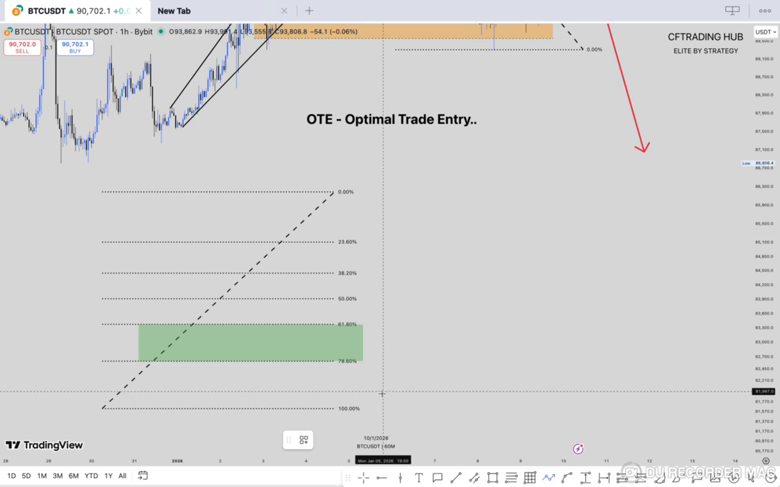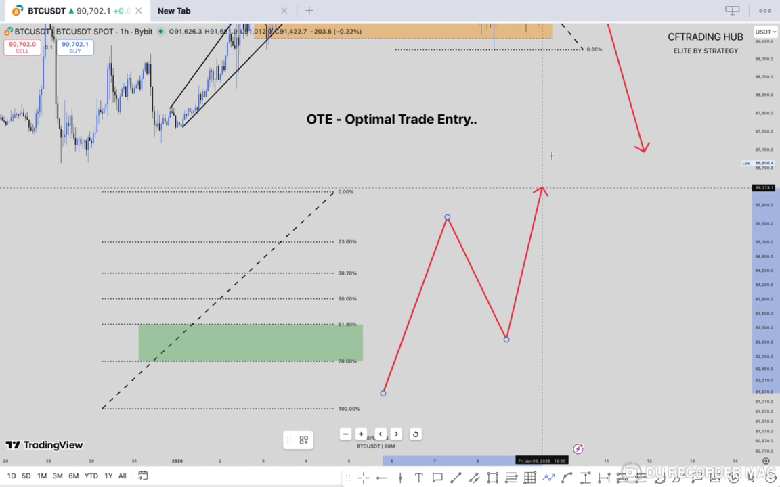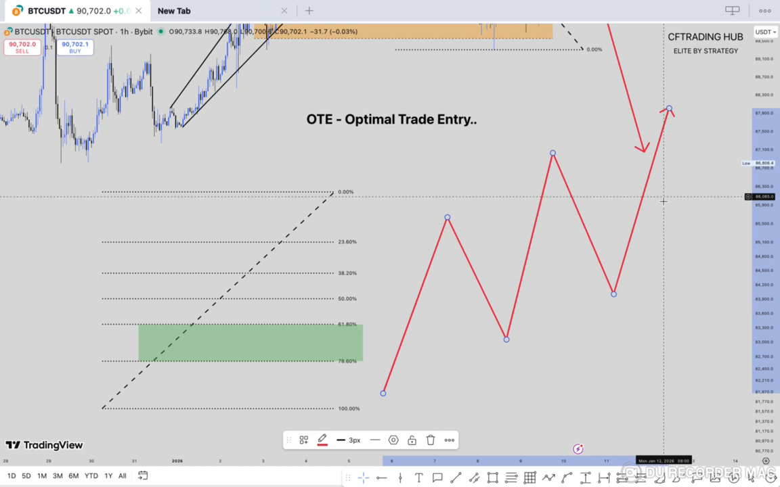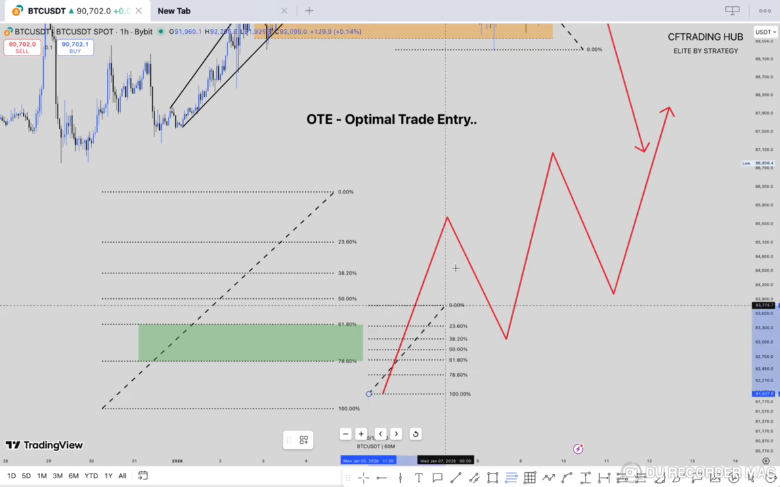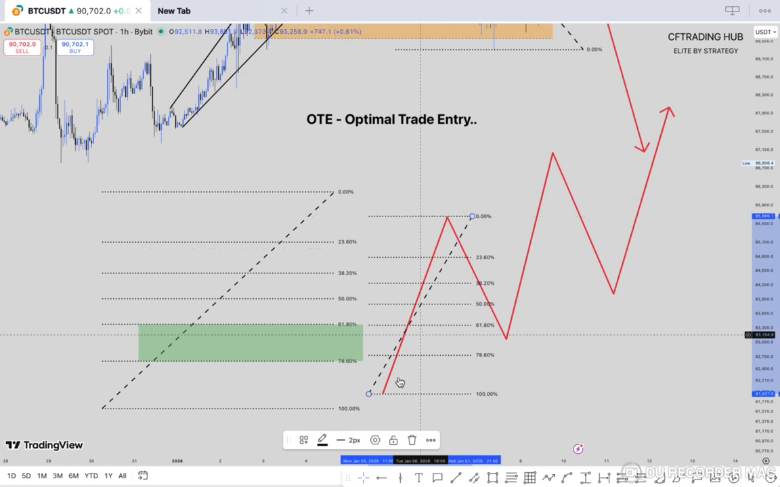So let's say you have an example of an uptrend like this. What you want to note is that you want to use the Fibonacci tool to measure your swing leg, your impulse swing leg itself. Whenever you have a trend like this, you anchor it from the swing low to the swing high if you're in an uptrend. So whenever the pullback is actually coming, what will happen?